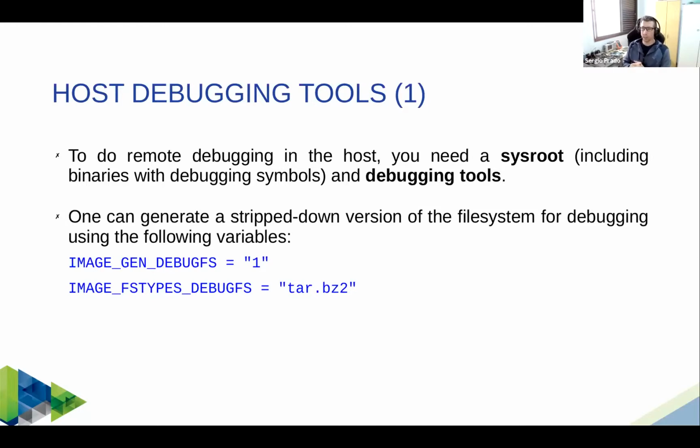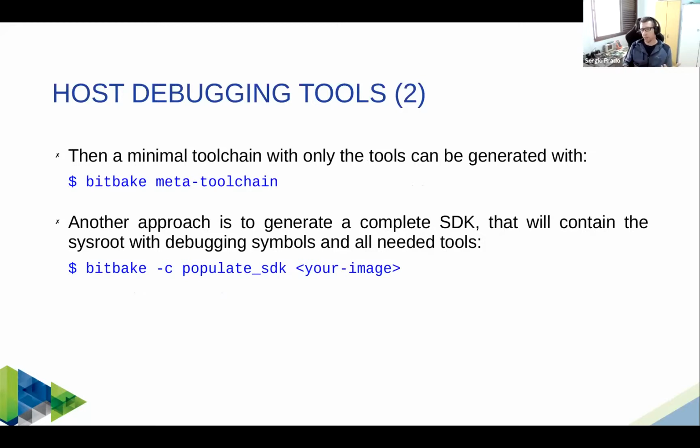One of the options would be to generate a debugging file system with those two variables. You can do this in your local.conf, and then during build, it will generate another file in your deploy directory with a stripped down version of your root file system with the applications with debugging symbols and source code, so you can debug it. But you don't have the tools here, only the stripped down version of your root file system prepared for debugging.